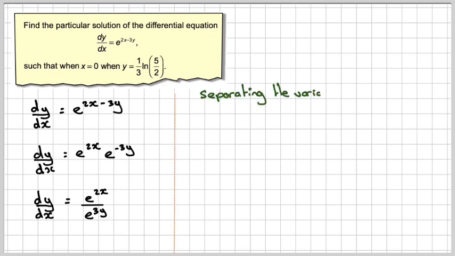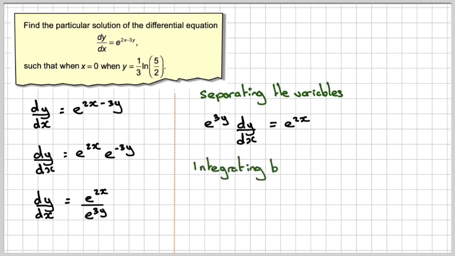So separating the variables, and this is the method used here, we're going to get e to the 3y dy by dx is equal to e to the 2x. So basically we're just taking that e to the 3y up there. Right, the next thing we do is we integrate both sides, and we're integrating both sides with respect to x.